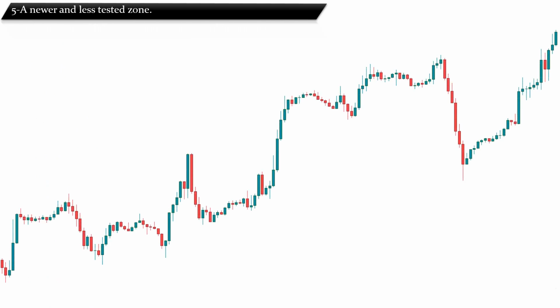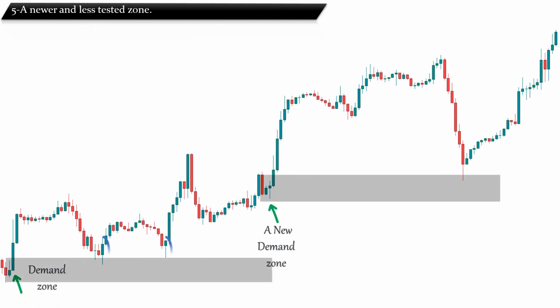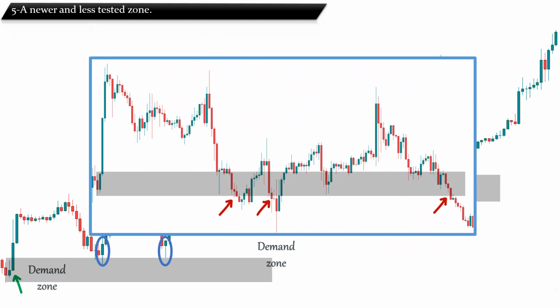The zone that is newly formed and less tested always holds greater significance compared to an area that has been touched by the price several times. Additionally, a zone where the price has reached multiple times without showing a significant reaction is not considered a supply or demand zone.